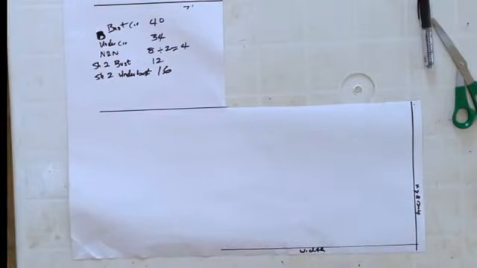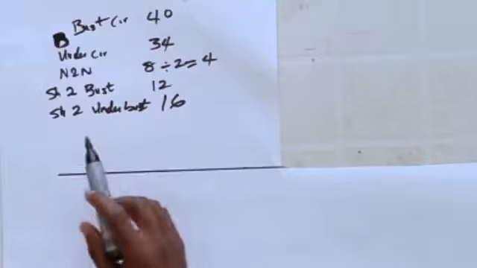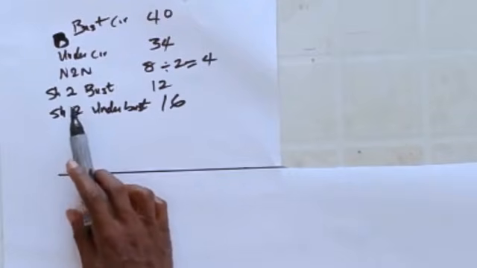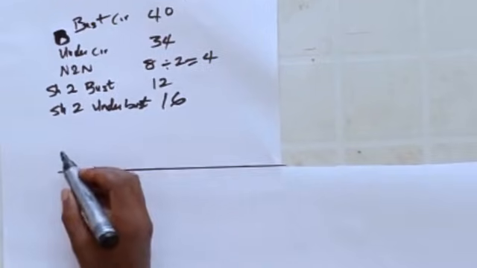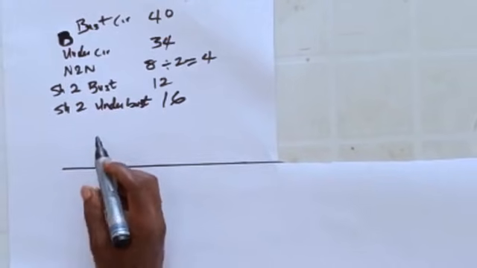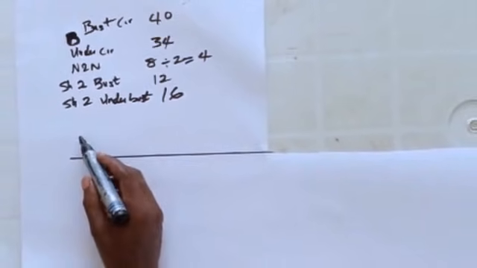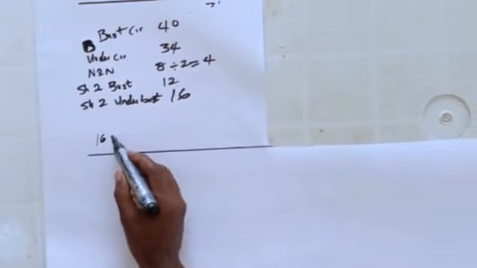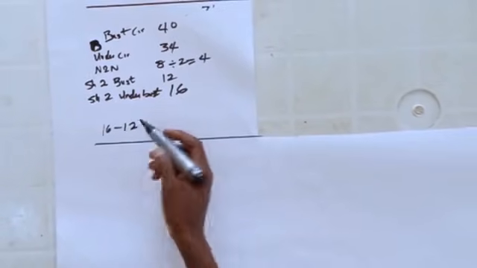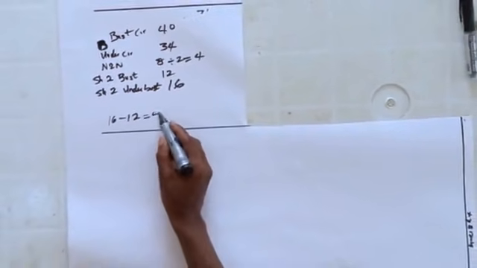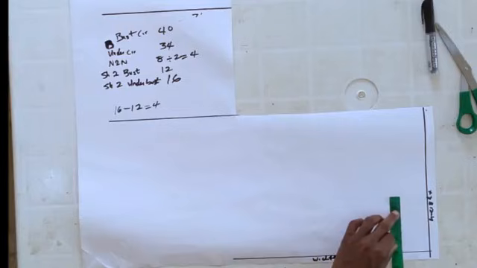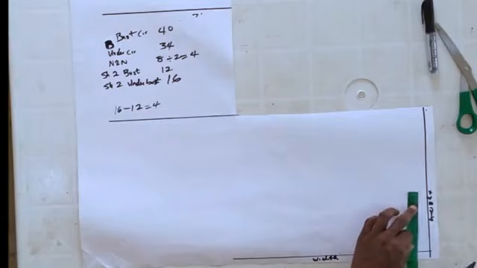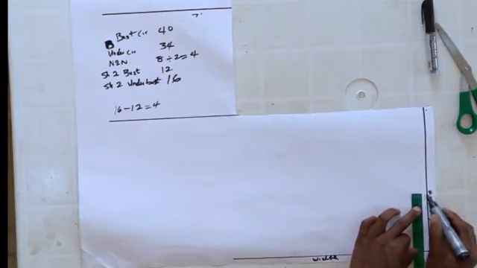So on, we are going to determine our bust radius. To determine your bust radius, we are going to minus shoulder to bust from shoulder to under bust. Shoulder to under bust is 16 minus 12, which is shoulder to bust. So the total is 4 inches. So this 4 inches, we are going to mark it on the height axis.